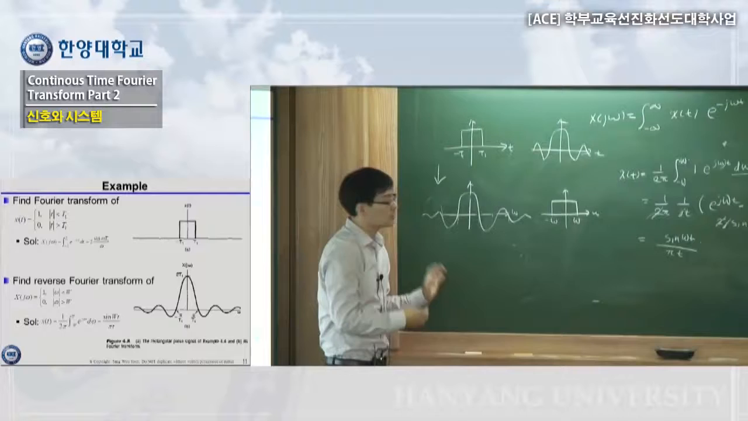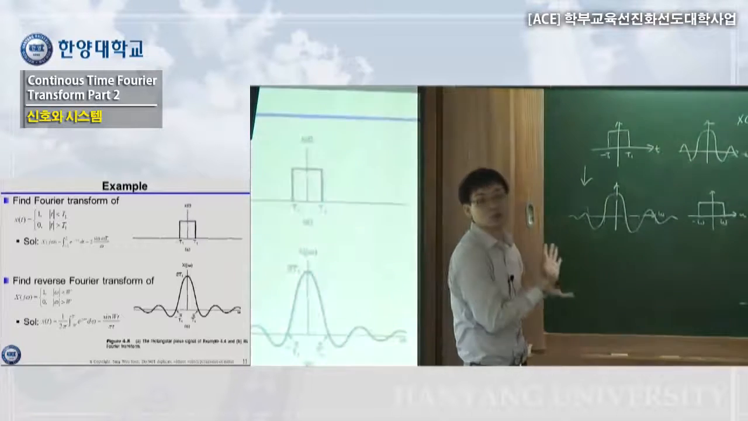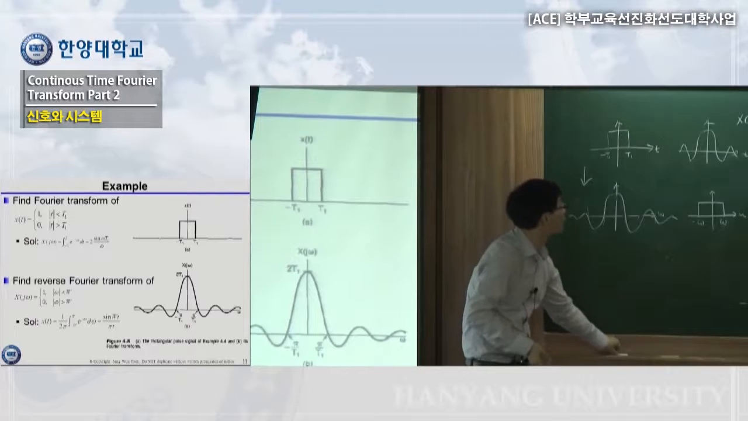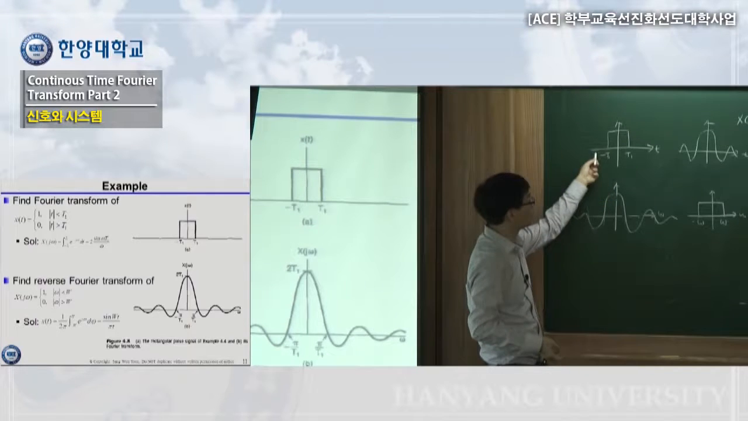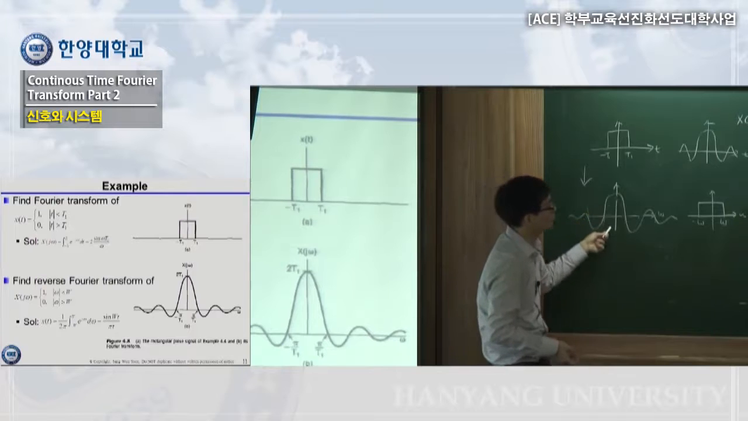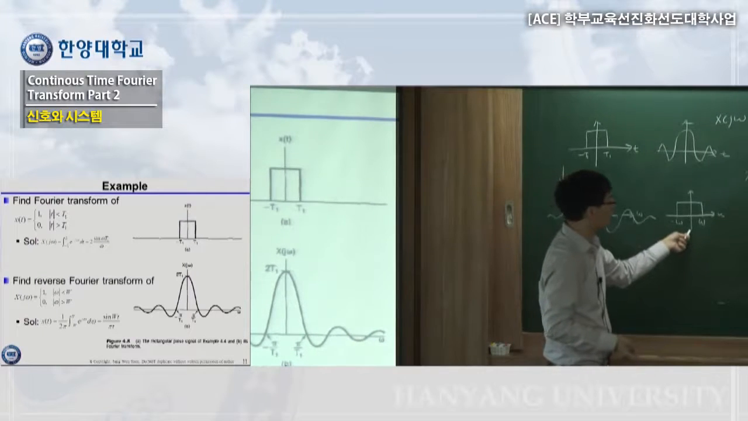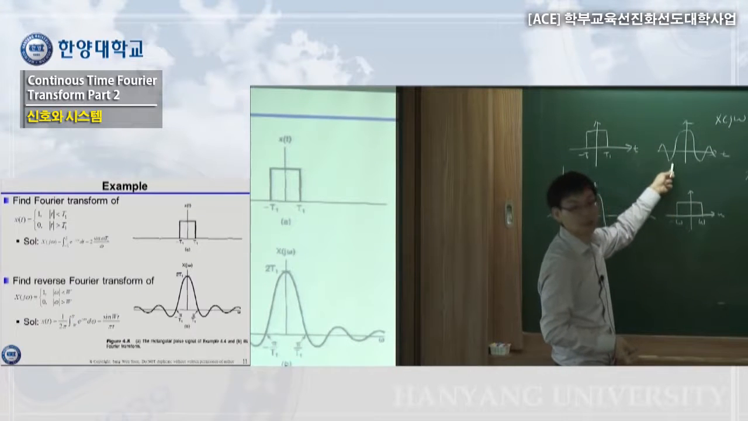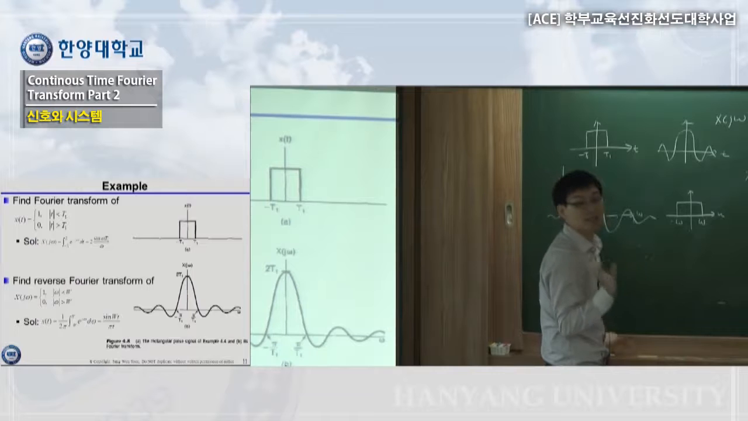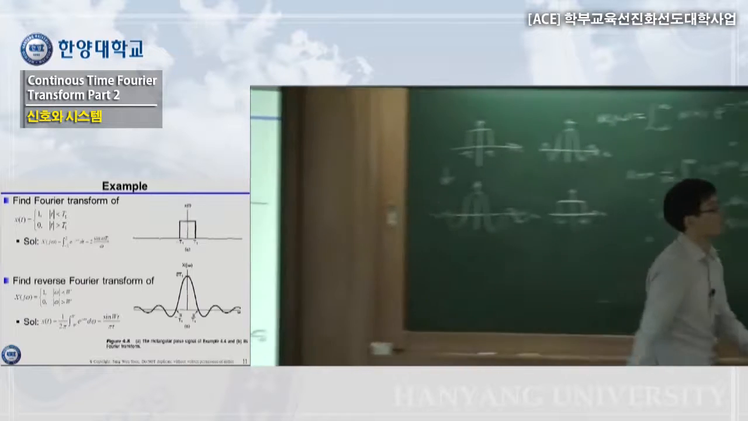So this is sometimes called a duality. Dual are similar in two ways. From time to frequency, the impulse, the rectangular function changes into zinc function. In frequency, the rectangular function in frequency changes into zinc function in time domain. So they have a lot of similarity. Of course, the form is not exactly the same.